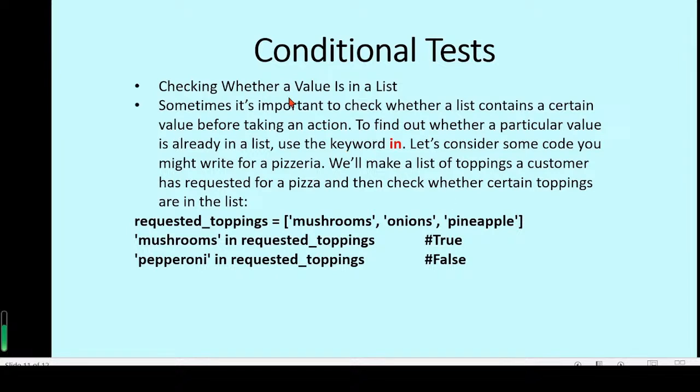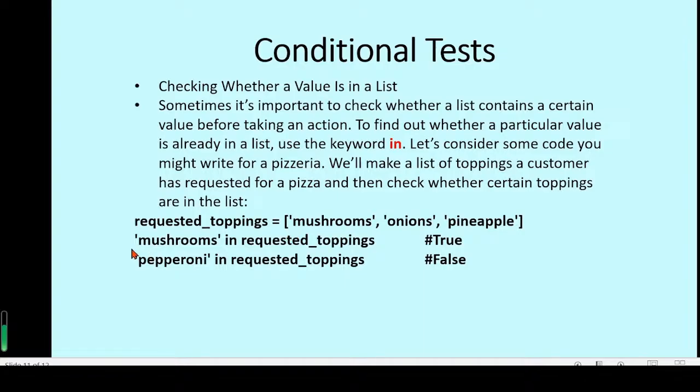And checking whether a value is in a list. Sometimes it's important to check whether a list contains a certain value before taking an action. To find out whether a particular value is already in a list, you can use the keyword in. So let's consider some code you might write for a pizzeria. We will make a list of toppings a customer has requested for a pizza, and then check whether certain toppings are in the list. So this is requested toppings with 3 elements, a list.